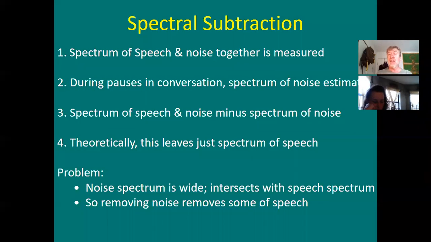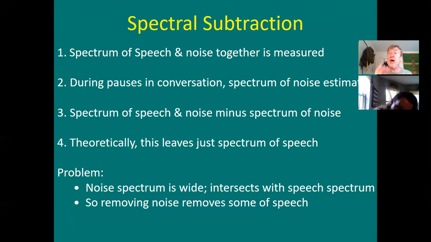As we said last time, the spectrum of speech and noise together is measured in a loud place, let's say a cafeteria. Someone's talking to you across the table, and you're picking up the spectrum of speech and the spectrum of noise. Now remember to identify the word spectrum. Spectrum is always frequency on the horizontal, intensity on the vertical. Time is not represented on a spectrum. A spectrum just shows you what frequencies are in the sound. So, at a noisy place, the spectrum of speech and noise together is measured.